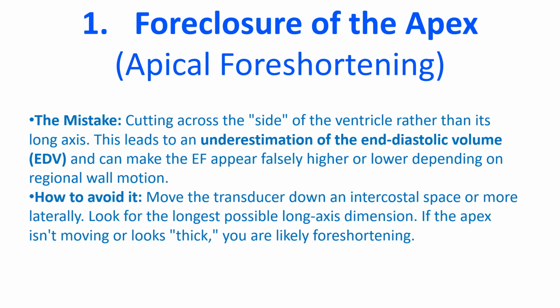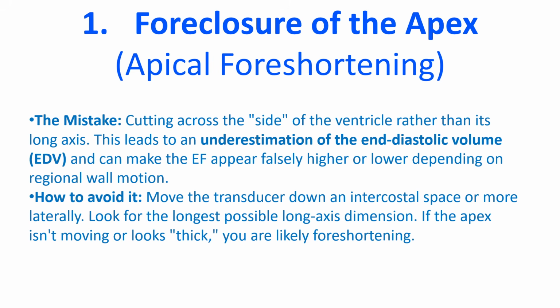1. Foreshortening of the apex, apical foreshortening. This is perhaps the most frequent error in echocardiography. When the transducer is not placed at the true apex, the ventricle appears more spherical and shorter than it actually is. The mistake: cutting across the side of the ventricle rather than its long axis. This leads to an underestimation of the end diastolic volume and can make the EF appear falsely higher or lower depending on regional wall motion.